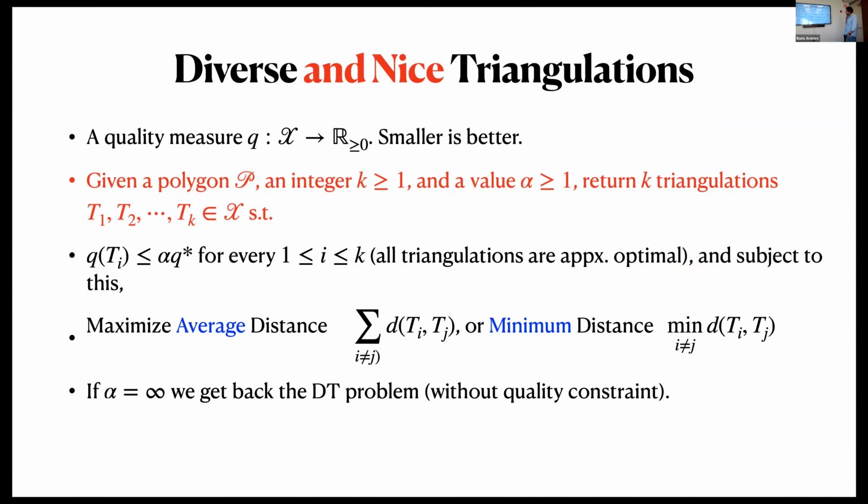So this is again the problem definition for diverse and nice triangulations. Now the quality of every triangulation should be at most alpha times the quality of the optimal triangulation. They should be as diverse as possible. And clearly, if I just put alpha equal to infinity, then I don't care about the quality, and I just get back the original problem where I don't restrict the quality of the triangulation.